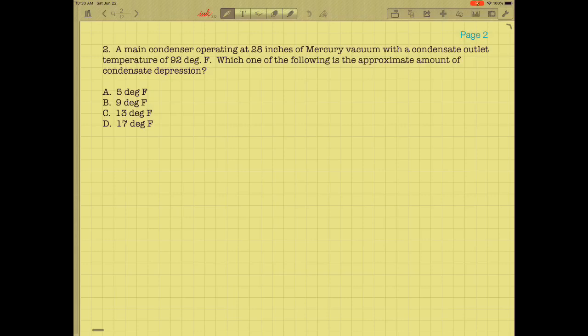Alright, so problem number 2. So I see 28 inches of mercury and I see vacuum here. What does that tell me? It tells me I got to change that. I can't use 28 inches of mercury vacuum. And that means that, of course, we're up here at atmosphere.